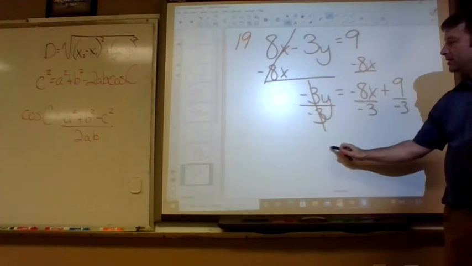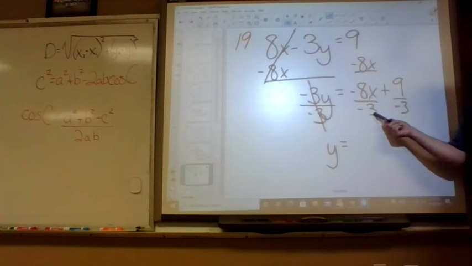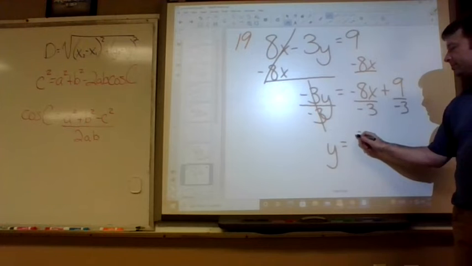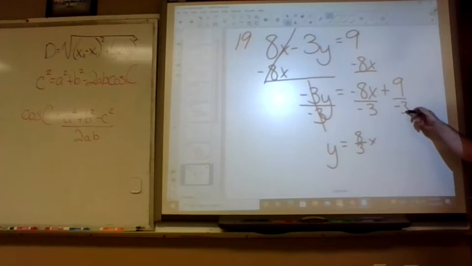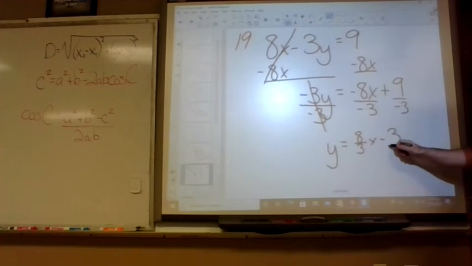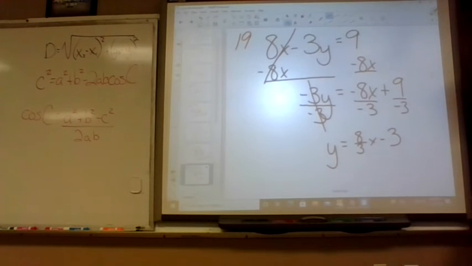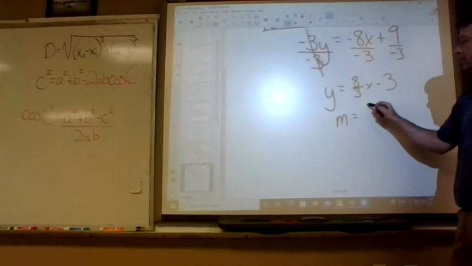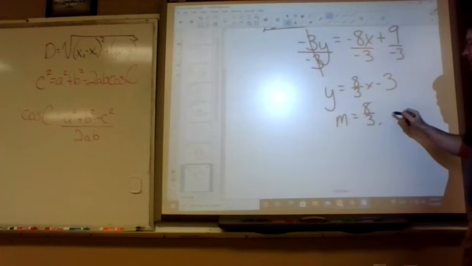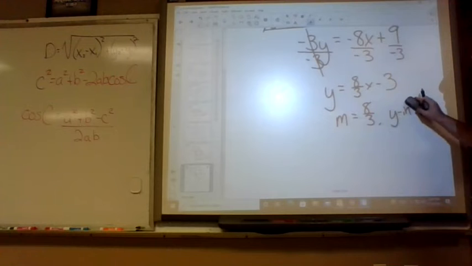That goes away. How does this simplify? -8 divided by -3 is positive 8/3 x. 9 divided by -3, so instead of plus -3, you just put -3. What is the slope? And what's the y-intercept? I guess I haven't been labeling it y-intercepts.